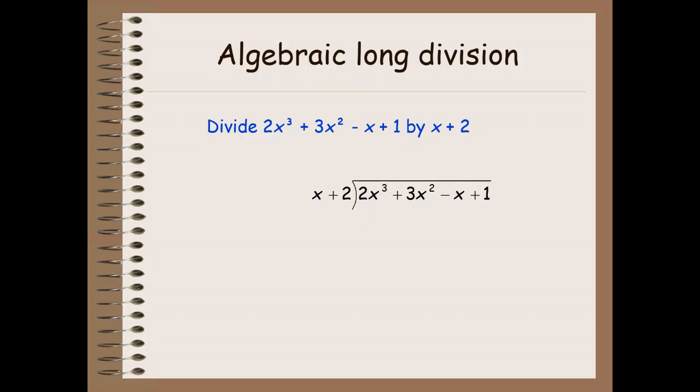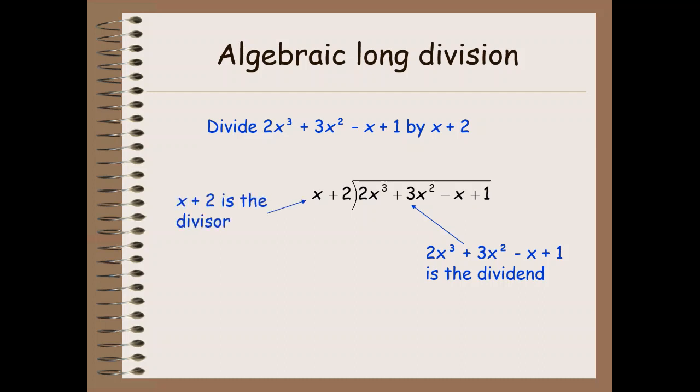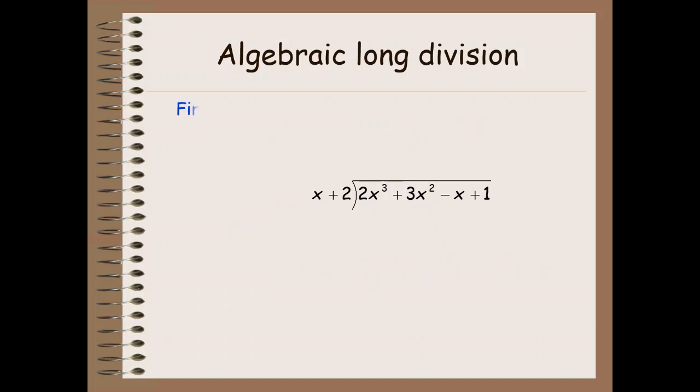The question will come to you as it's written in the blue, and you will have to put it in the form that is written in black. So we call this part the dividend. X plus 2 is the divisor. And the quotient will be written right here.